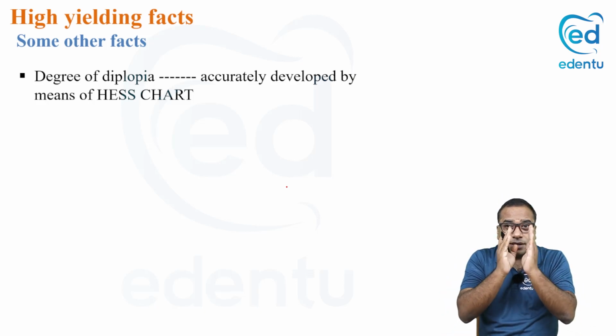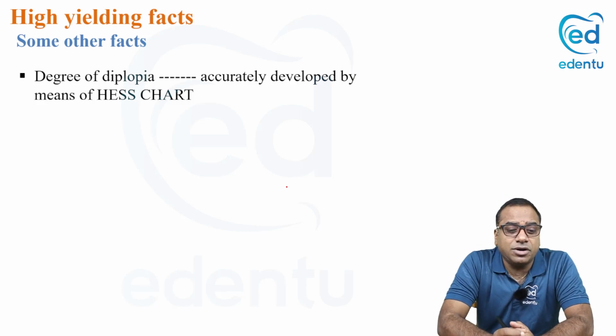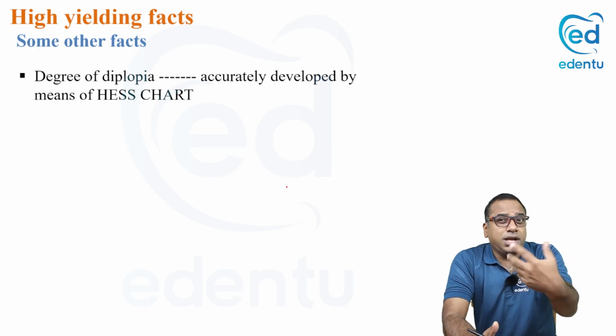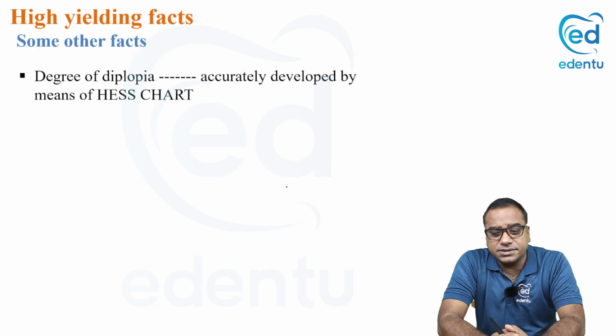Degree of diplopia, that is double vision, is accurately assessed by means of the Hess chart. Again, this is a repeat thing. So that means so many times it has been asked in the examinations.